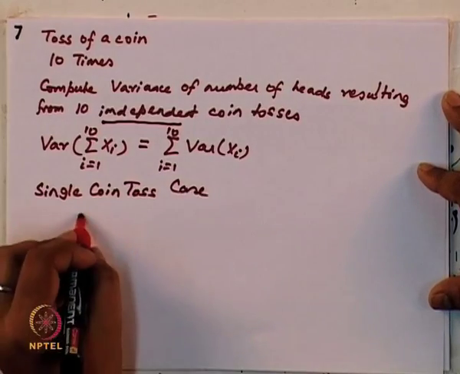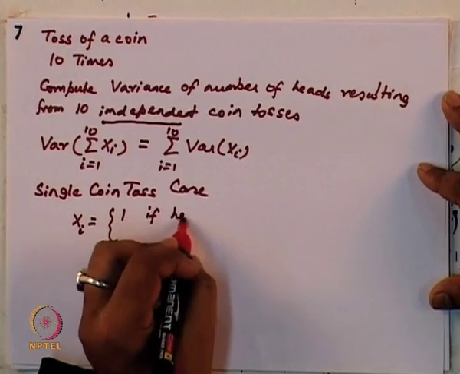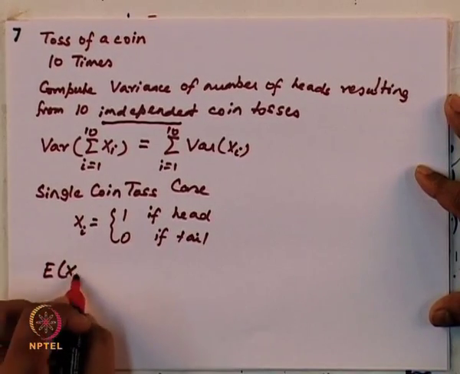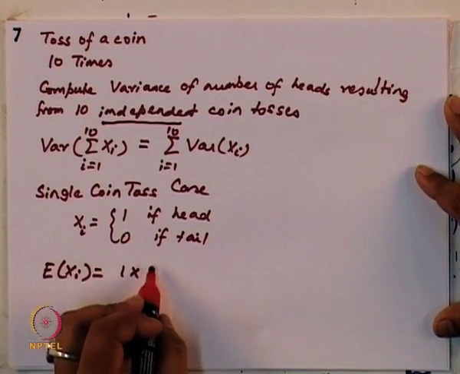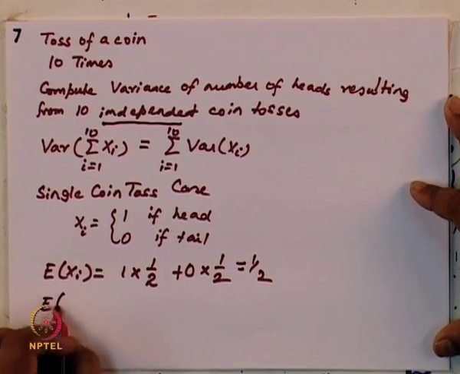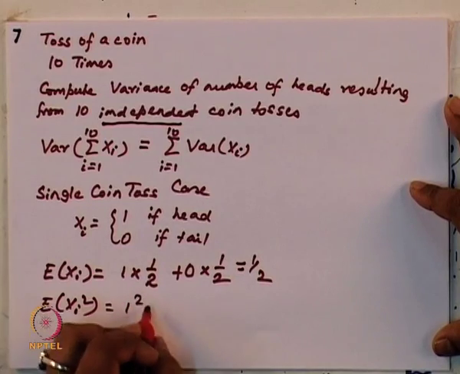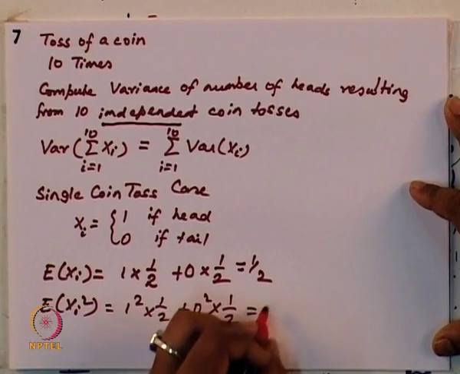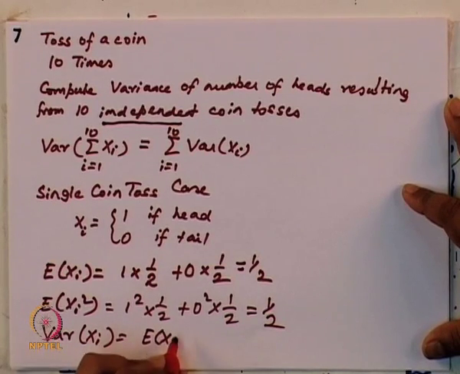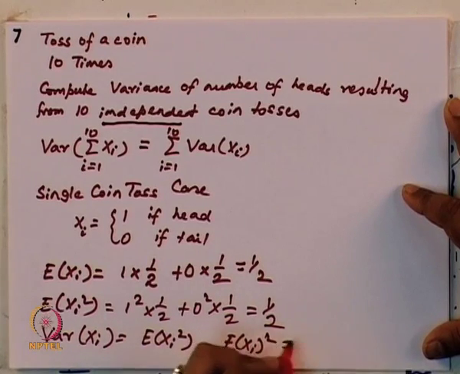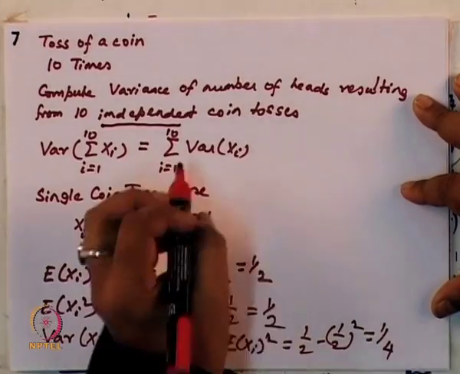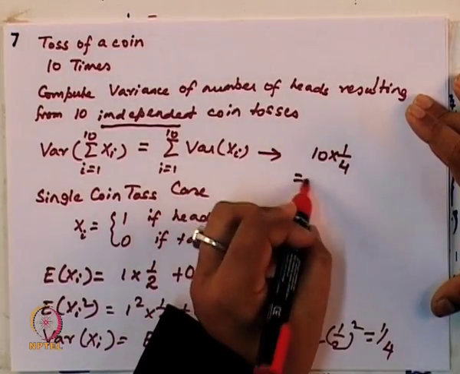So I can write xi as 1 if head, 0 if tail, right. So, in this case my E of xi becomes 1 into probability of head, which is half, plus 0 into probability of tail, which is half. So, this is simply half. I can write E of xi square also, which is 1 square into half plus 0 square into half, simply half. So, my variance of xi is E of xi square minus E of xi whole square, equal to half minus half square, equal to 1/4. Thus my variance becomes 10 into 1/4, which is equal to 5/2.